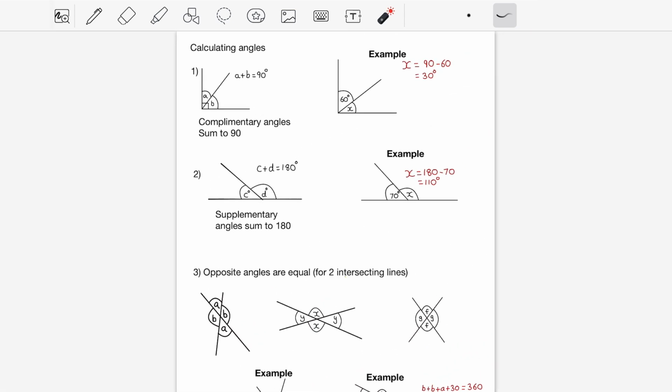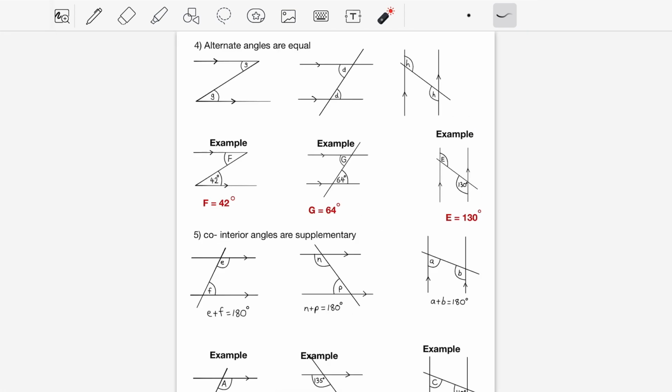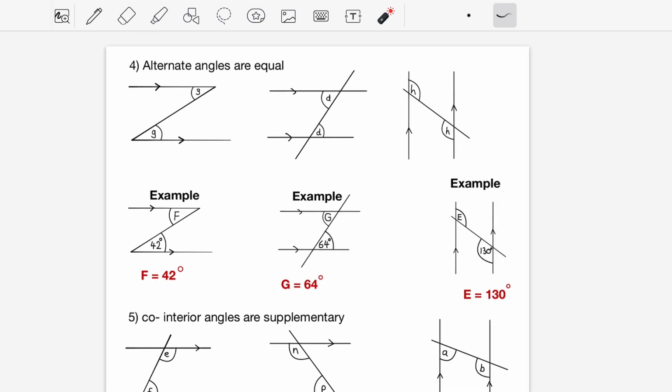So now we can look at the other. Oh, we have some questions. Let's look at the questions. Now, we have the two other rules and then questions.